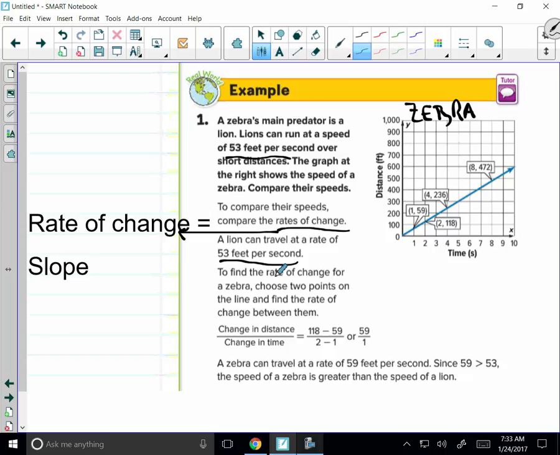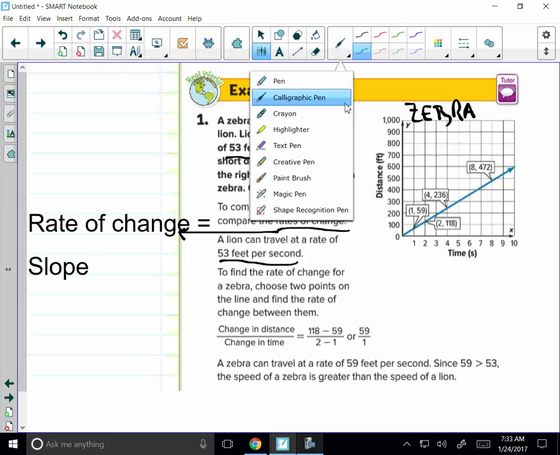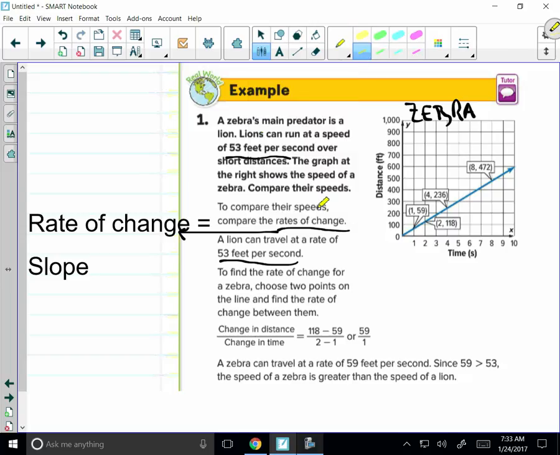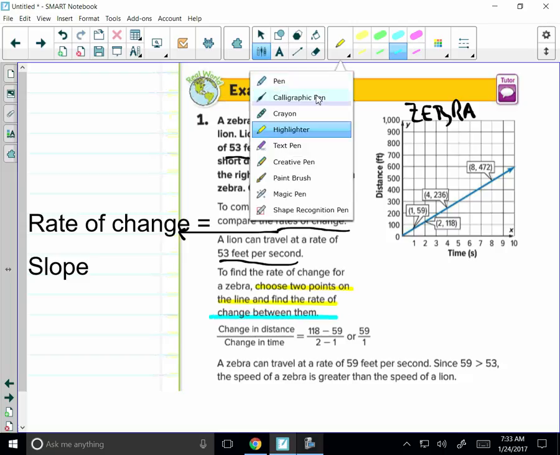Now, to find the rate of change for the zebra, you need to choose 2 points. And I'm even going to highlight these because this is like your step-by-step process. So the first thing you're going to do is choose 2 points on the line. And then, after you choose those 2 points, you're going to find the rate of change between them. What does that mean? That means you're just going to be subtracting them.